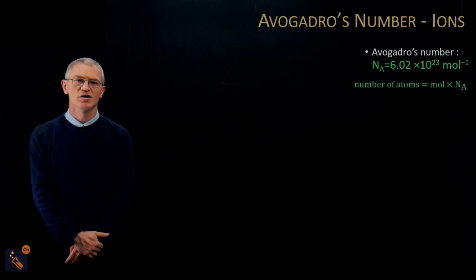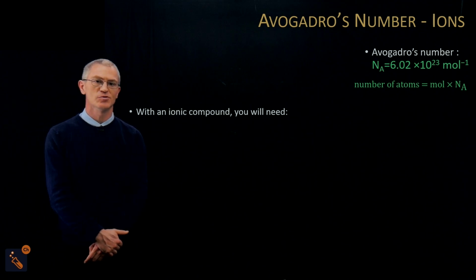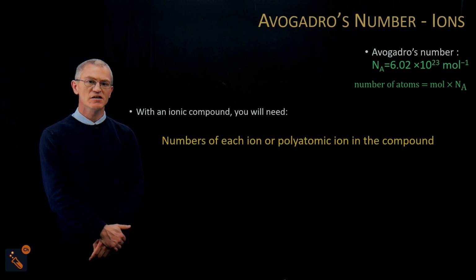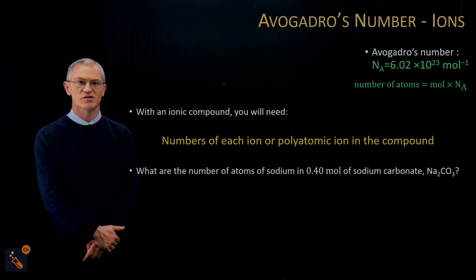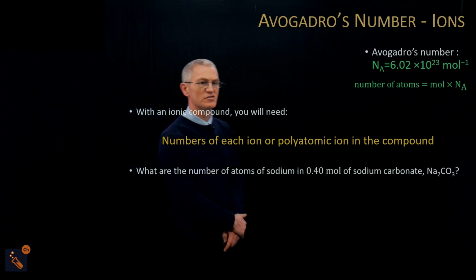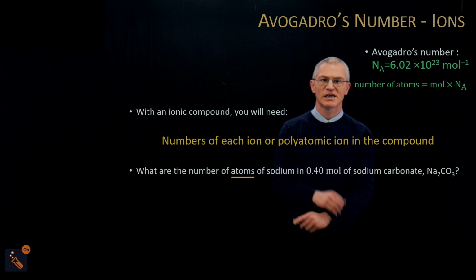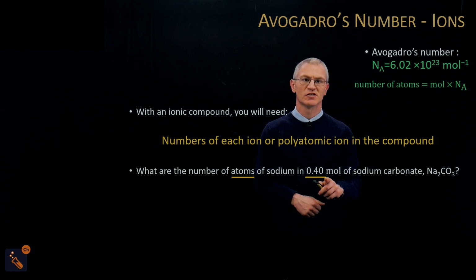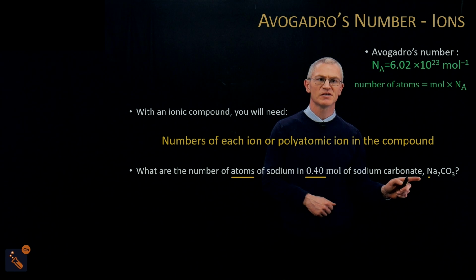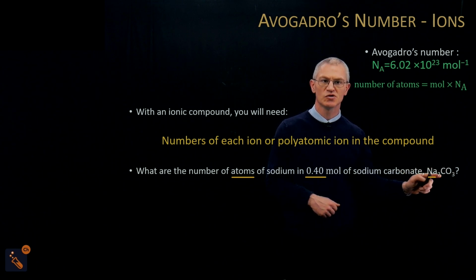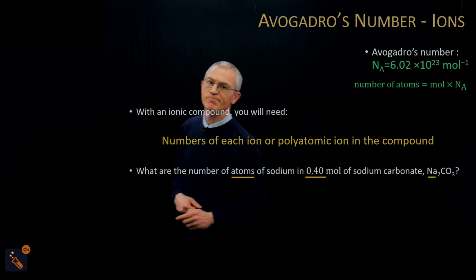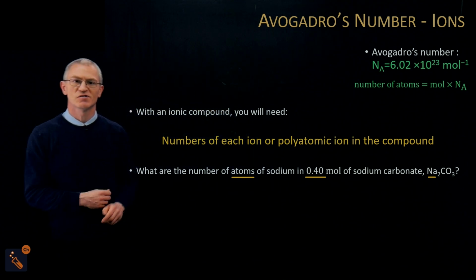We're now going to go from molecules to ions. So let's have a look at an example. With an ionic compound, you will need the numbers of each ion or polyatomic ion in the compound. The example we've got is sodium carbonate, and we want to know the atoms of sodium. We've got 0.4 moles. If we look here, the sodium's got a 2 by it. So that means for every 1 mole of sodium carbonate, there will be 2 moles of sodium. It's really important that you know how to read that.